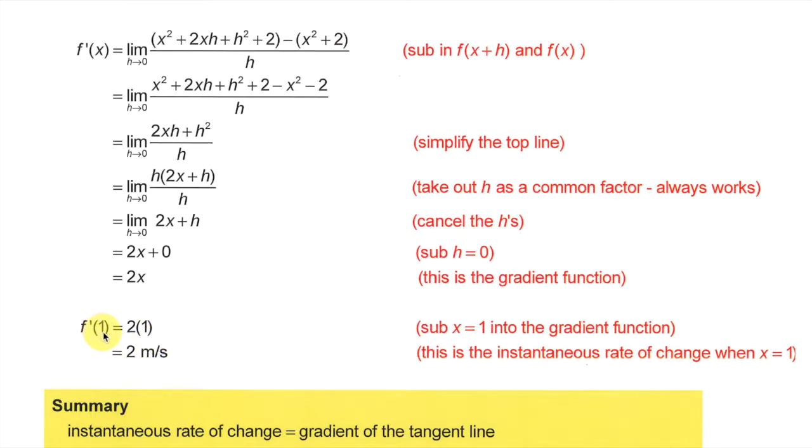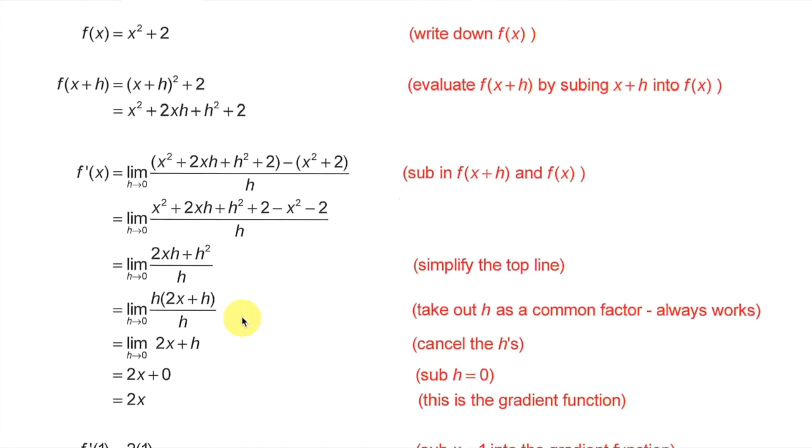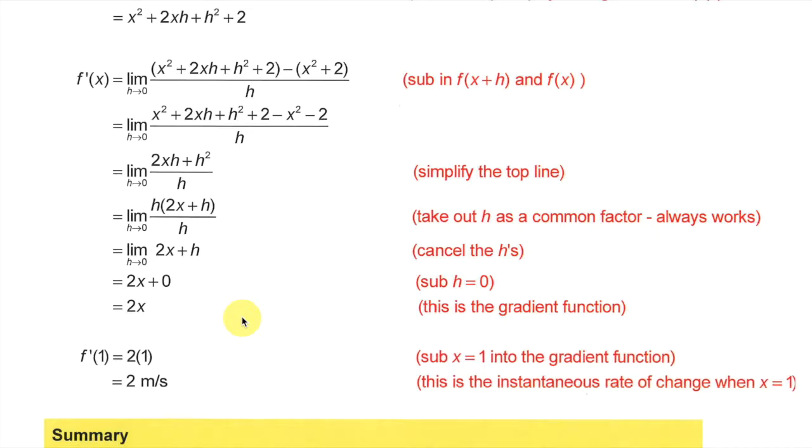We're trying to work out what it's approaching, what the instantaneous rate of change is for x equaling 1. So f prime of 1 is just 2 times 1, so it's just that rule there, and we sub that in. So it represents 2 meters per second.